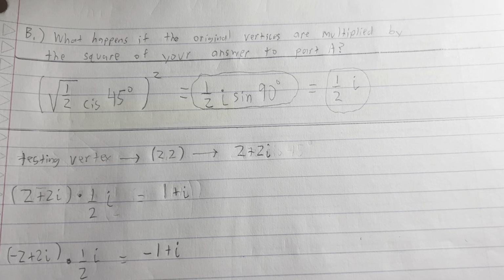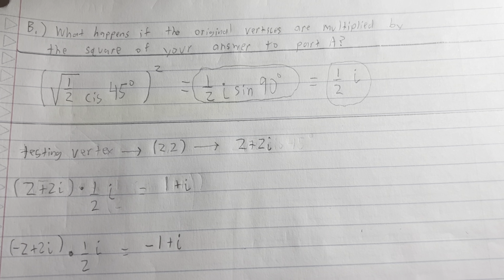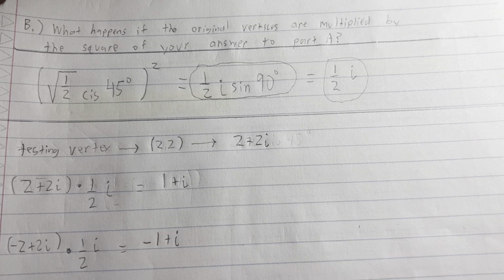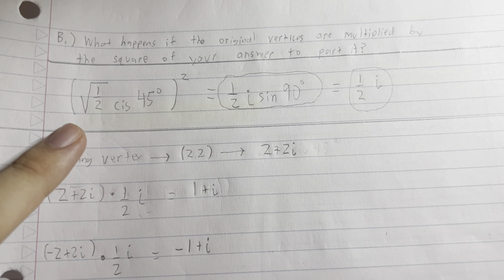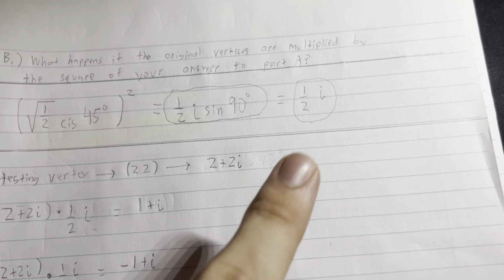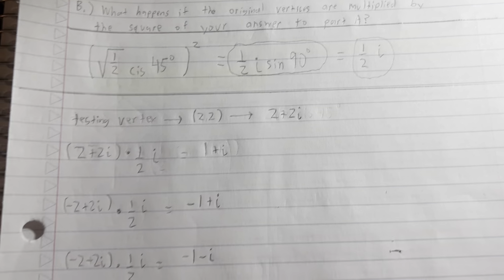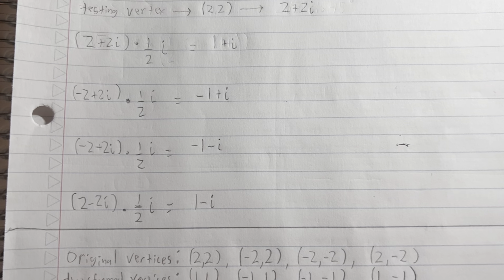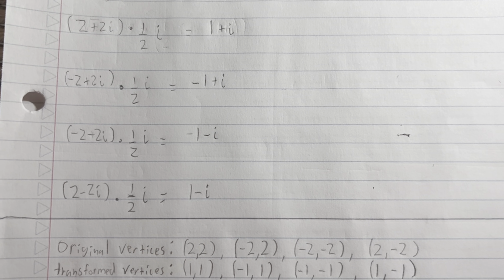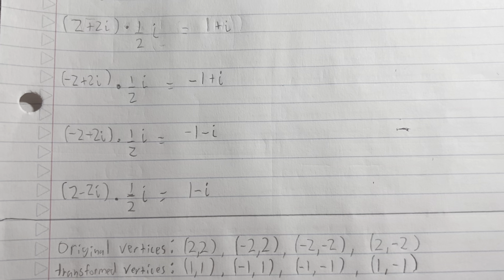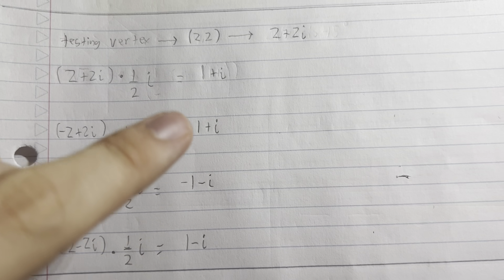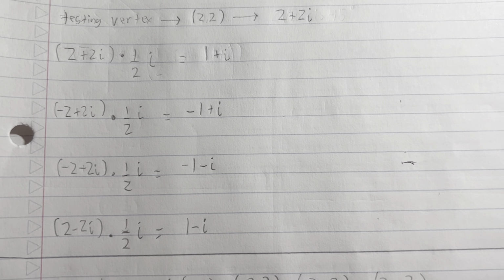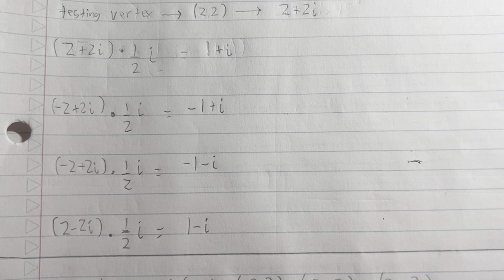Now for part B, it asks, what happens if the original vertices are multiplied by the square of your answer to part A? So first, I just got my answer to part A and squared it, and I ended up with 1/2 i in rectangular form. And next, I tested all the vertices of the original square and multiplied them by the square of my answer to part A, which I just showed was 1/2 i. And I ended up with all these values in rectangular form. I did it all in rectangular form because it was much easier than polar form in this case.